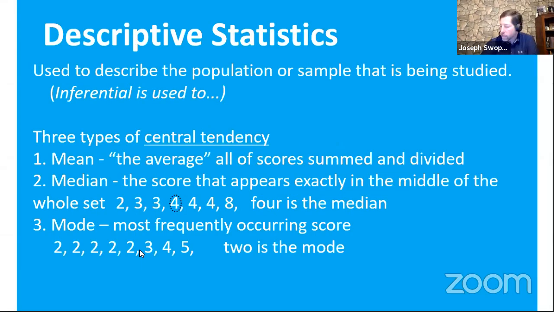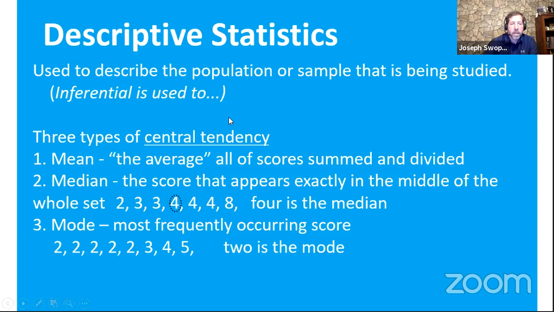Now we're on to our second part, called descriptive statistics. That's used to describe the population or sample that's right in front of us. We just talked about what inferential is: it's used to study a group of people we can't study because it's too large. This is studying the smaller group that's right in front of us.